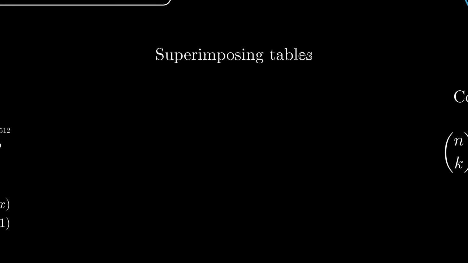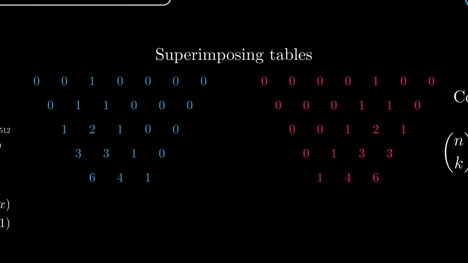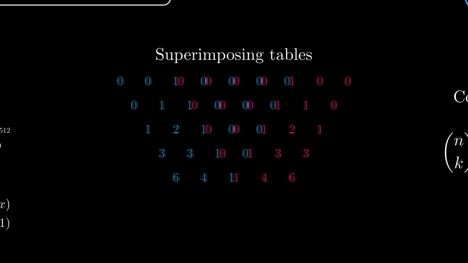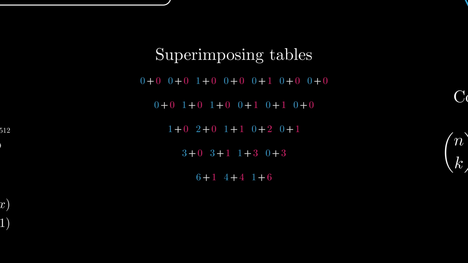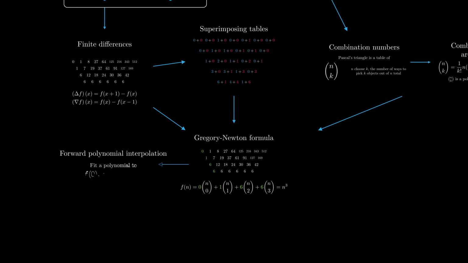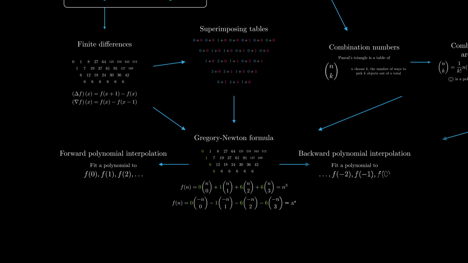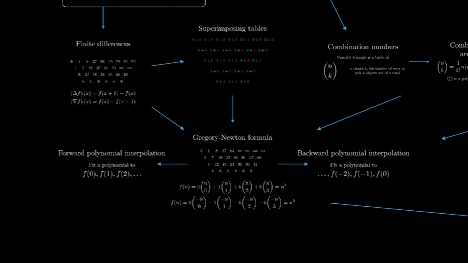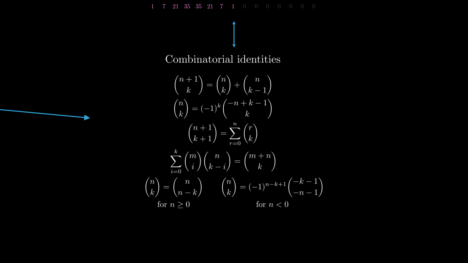By superimposing tables that follow these rules together, we can find a polynomial formula for any sequence we want, where if we are given the first n terms, we can find a polynomial formula of degree n-1 using the Gregory-Newton formula. Thanks to the dark side of Pascal's triangle, we not only have simple ways to compute the coefficients along the diagonal, we can even interpolate backwards.